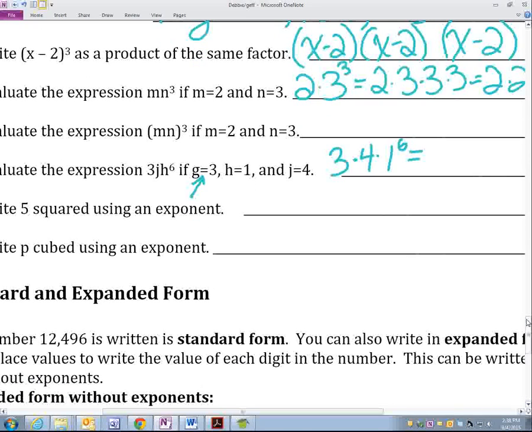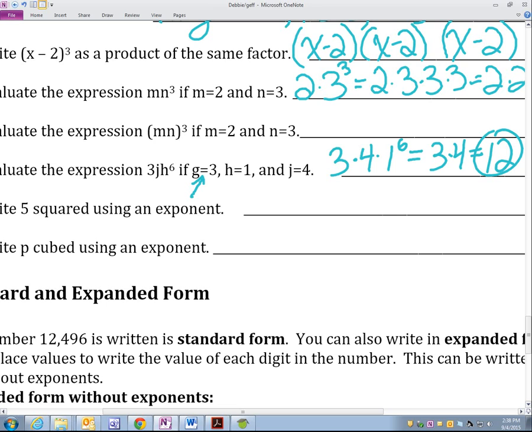Nope, no. I want to have all these examples for you. Like I said, that's why I said we had so much stuff to do. So we have 3 times 4 times 1 to the 6th. What is 1 times 1 times 1 times 1 times 1 times 1? It's just 1. The identity property. So that means we have 3 times 4 times 1, which is just going to be 12.